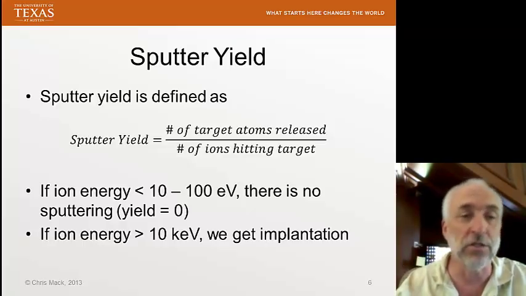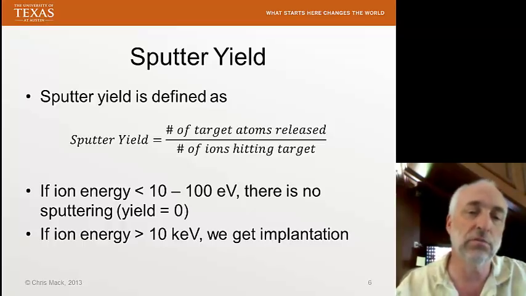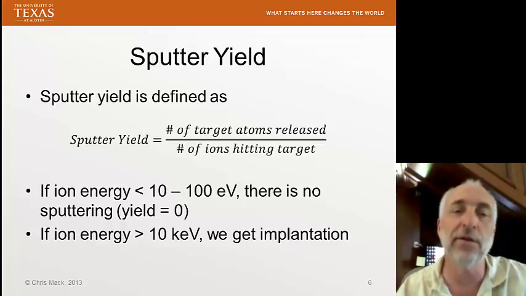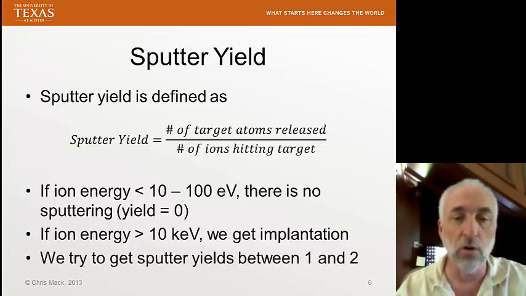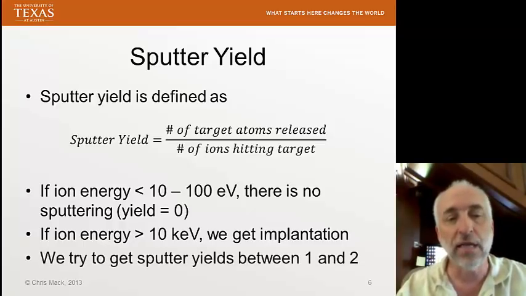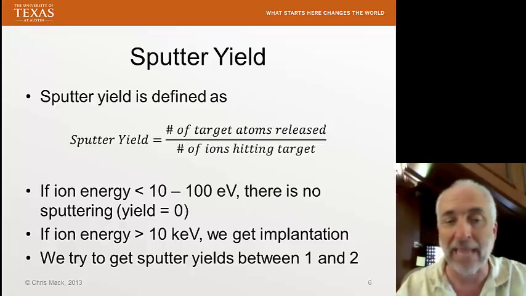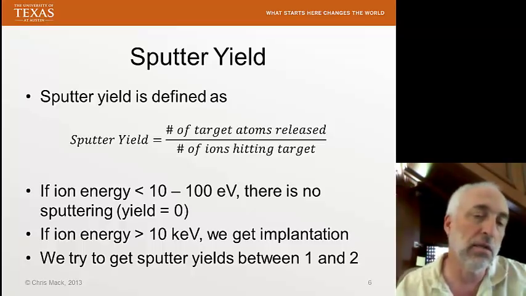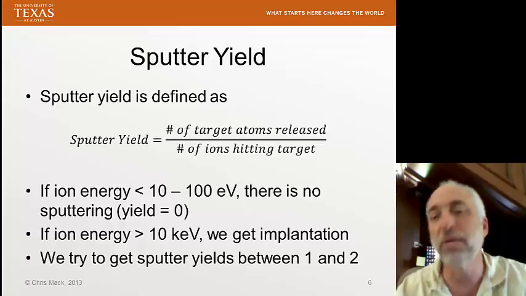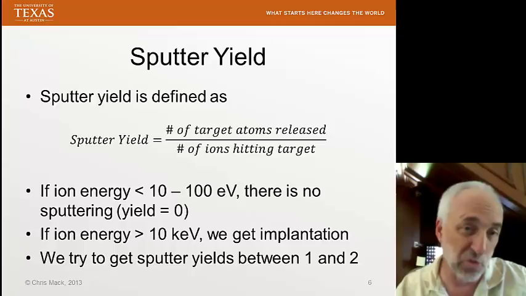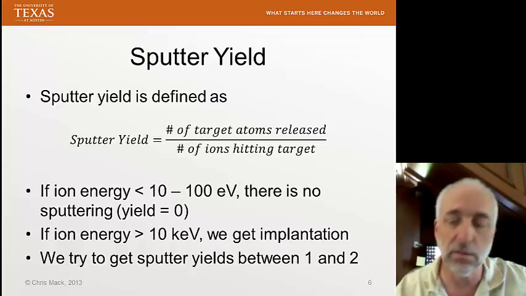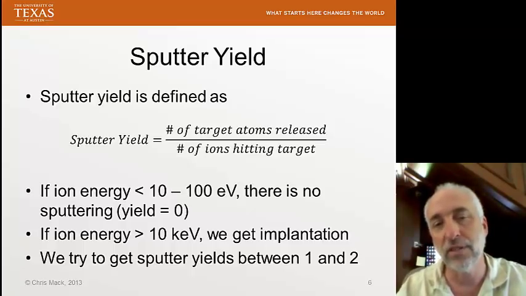Well, if sputter yield is 0 at low energies and 0 at high energies, there's going to be some energy in the middle that maximizes the sputter yield. So we will try to find the optimum ion energy that maximizes the sputter yield, and we try to get yields bigger than 1. It's hard to get a yield bigger than 2, but usually we can get something between 1 and 2 depending on the target by optimizing the ion energy.